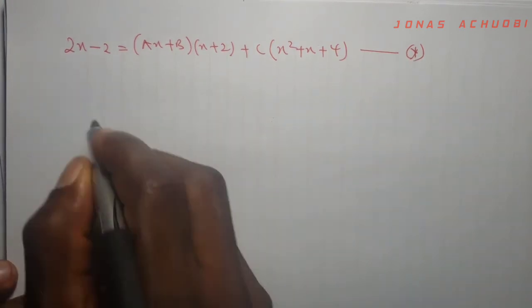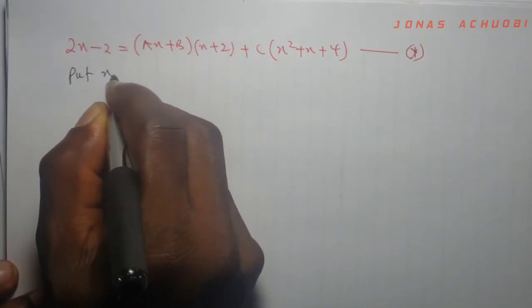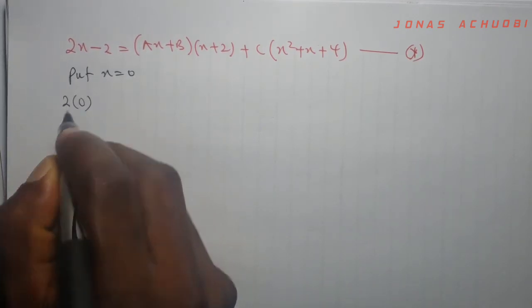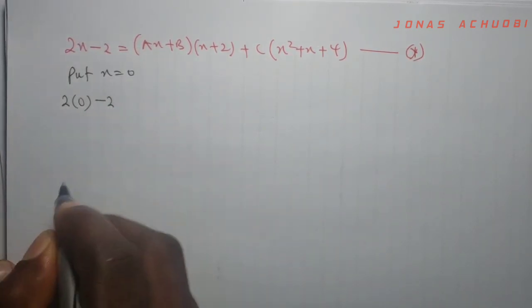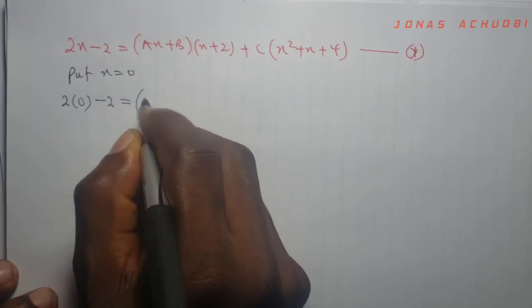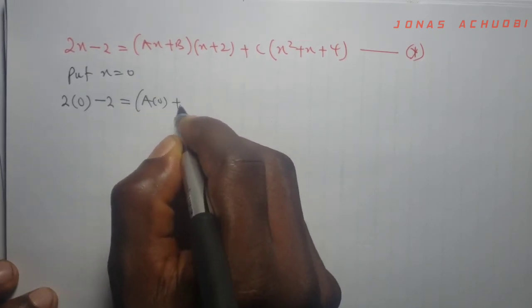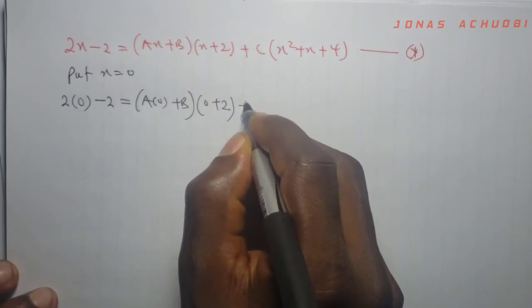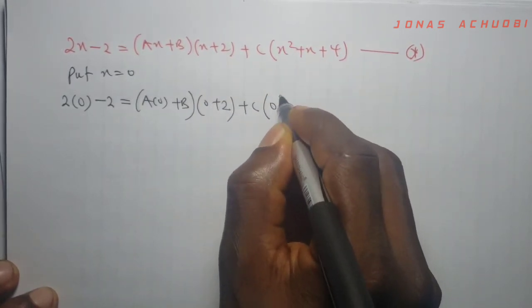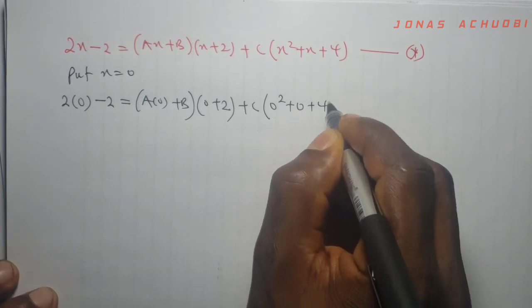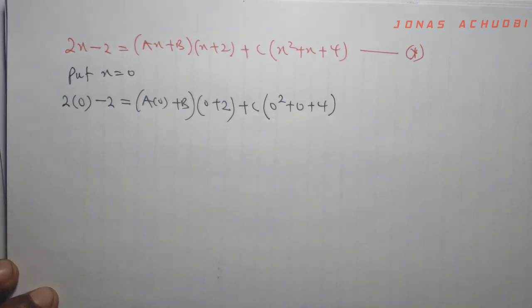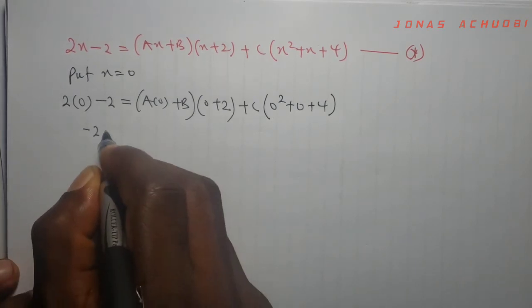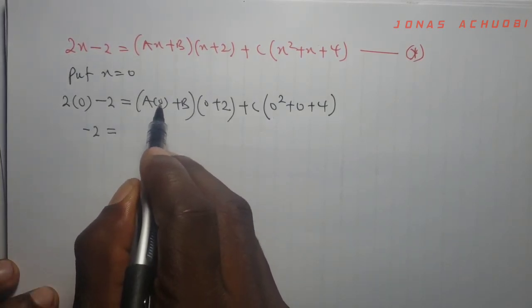So into equation star, I want to now put x as what? 0. Left hand side becomes 2 into 0, x is now 0, minus 2 equal a times 0 plus b into 0 plus 2 plus c, x is 0, so this is 0 squared plus 0 plus 4. We'll simplify carefully. 2 times 0 is 0. What is left on the left is minus 2 equal a times 0 is 0.